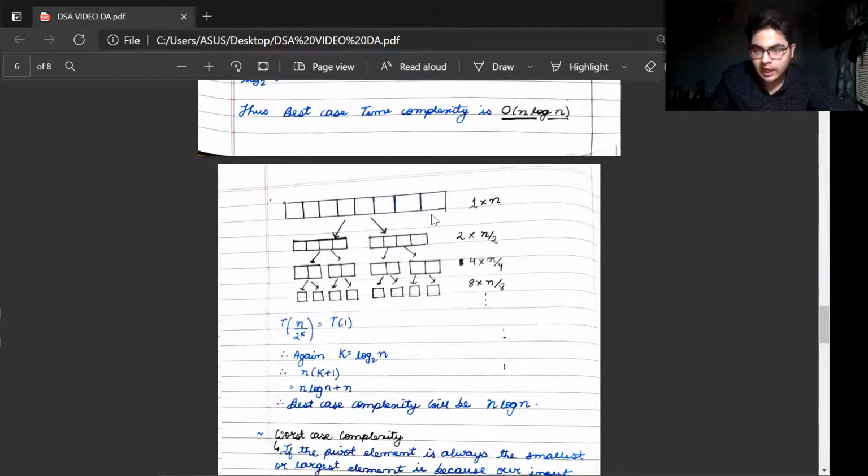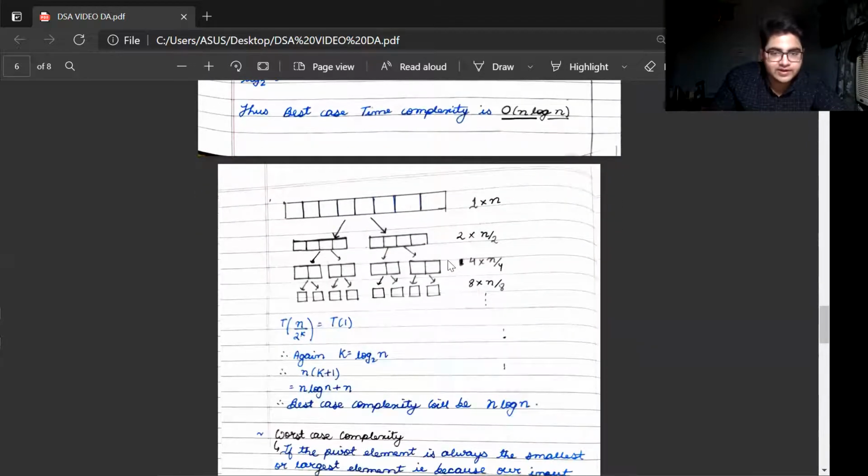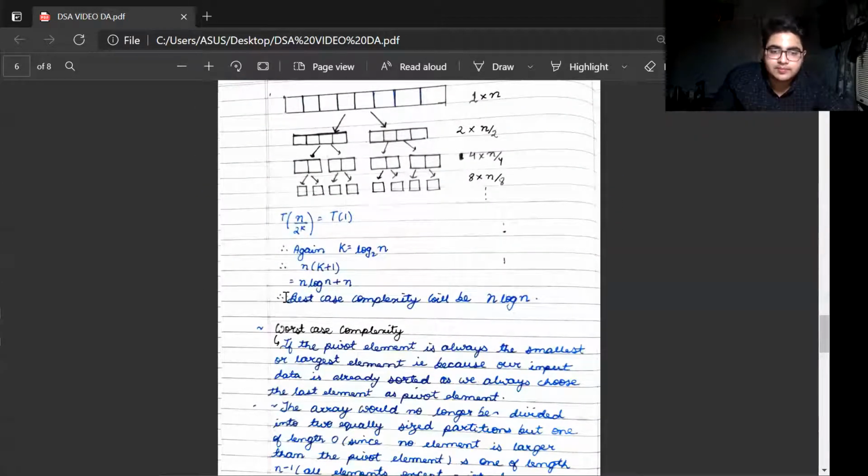For example, this is a random array. I have not taken any example in this case. This random array first of all has no partition, so this part is 1 into n. Then we partition into two parts, then another two parts, and this process continues till we get single arrays. Again, to calculate the time complexity, we have to add all these. While adding, we observe that this kind of function is obtained because in the end one will be there. So the value of k will be log n and then k plus 1 divisions, because for example if n is 4, then 5 iterations are required and so on. Thus the best case time complexity will be n log n.